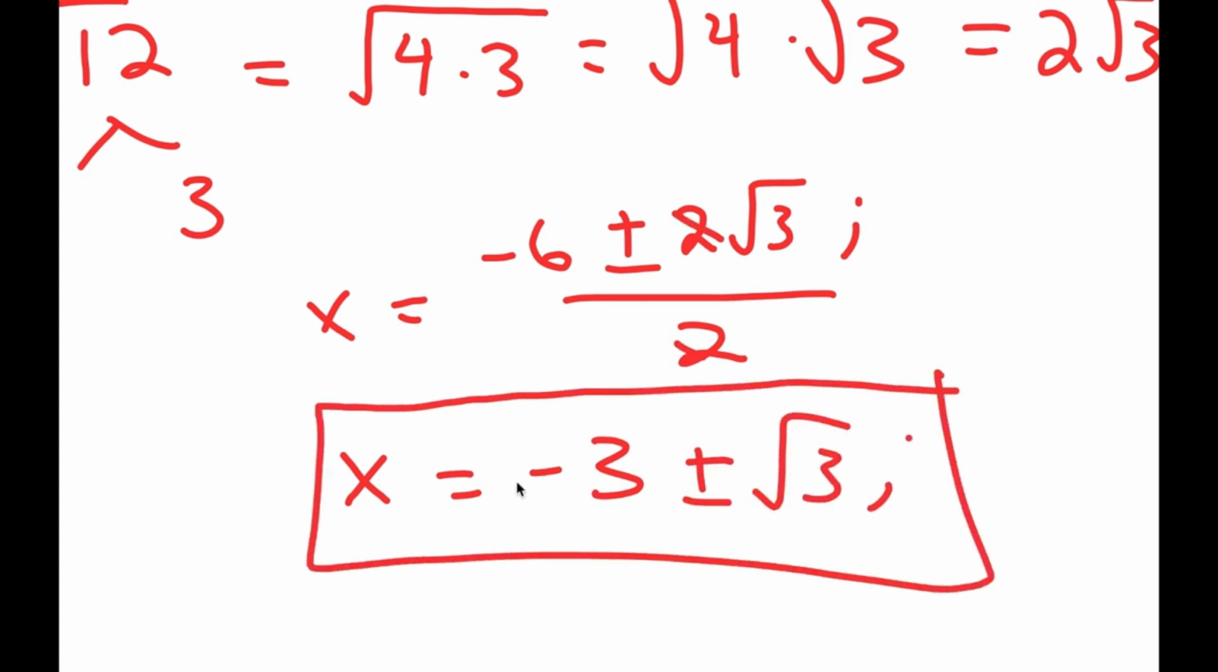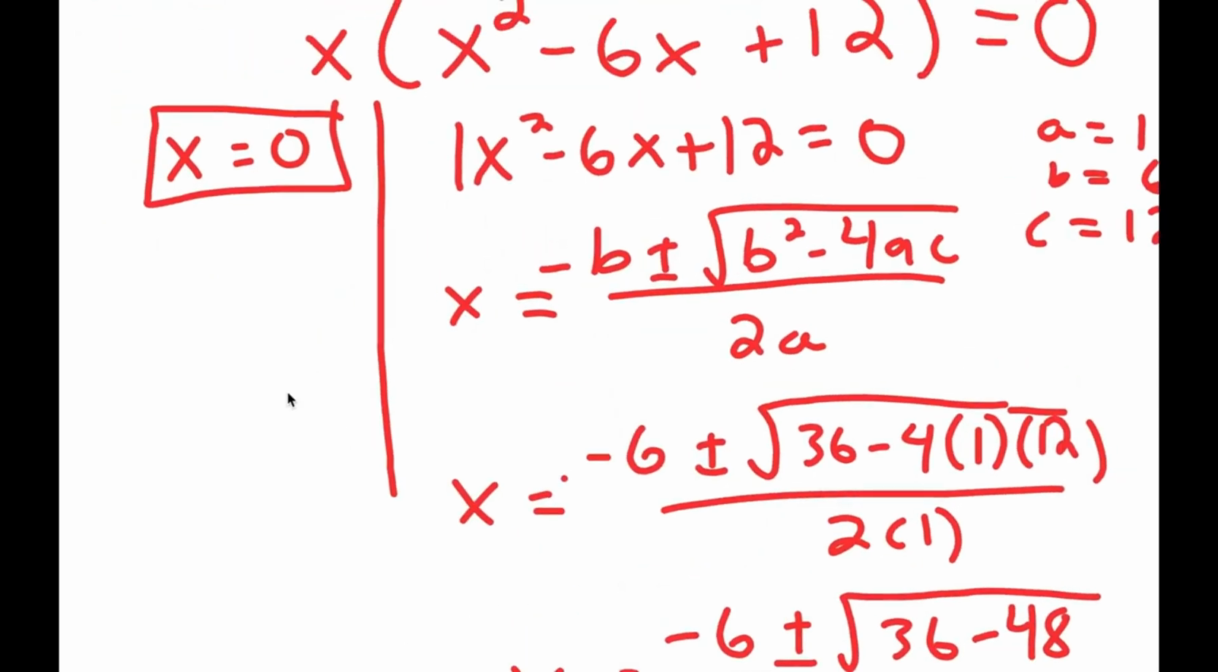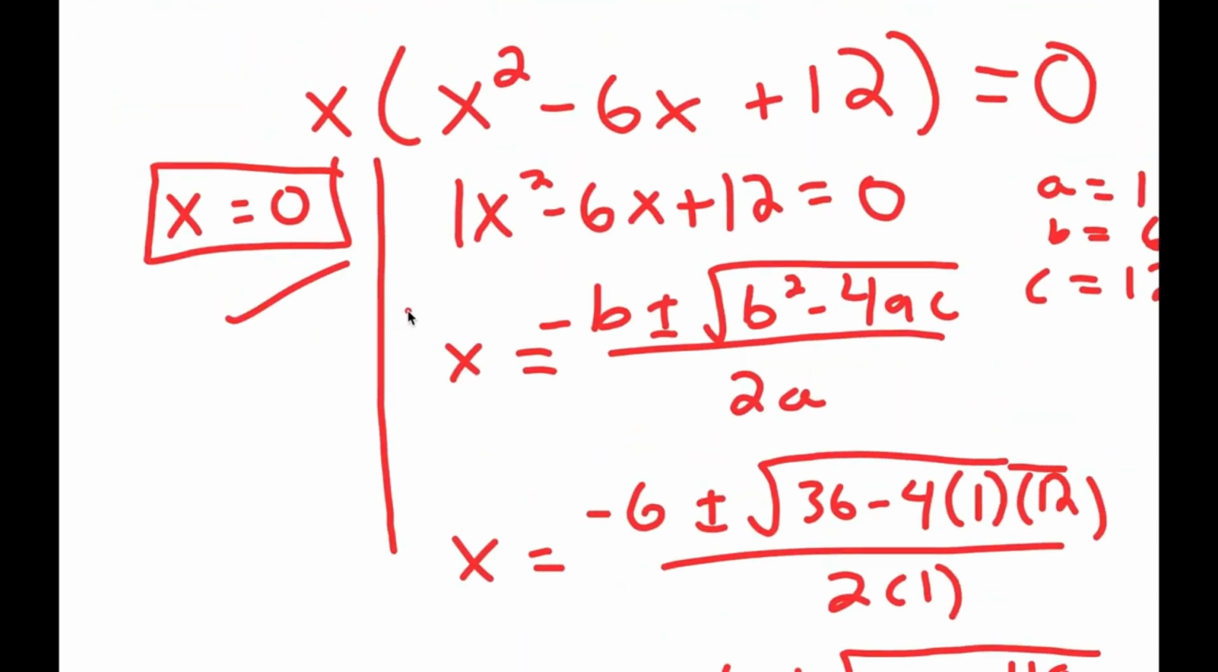So my three solutions are x = 3 + the square root of 3 i, x = 3 − the square root of 3 i, and x = 0.